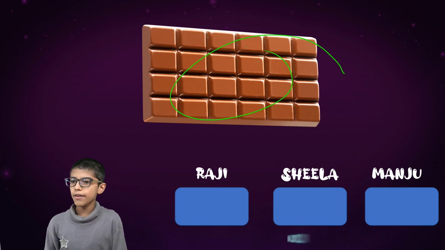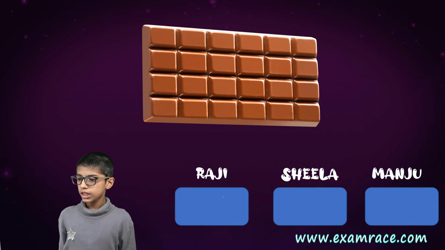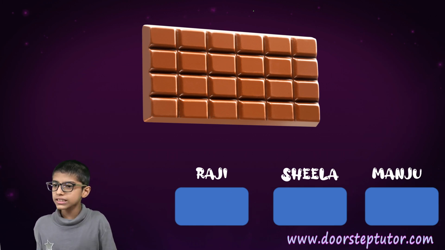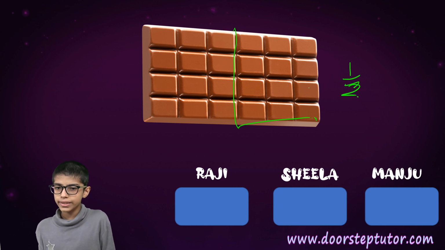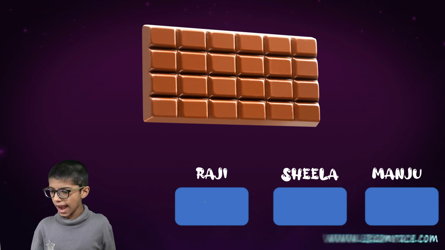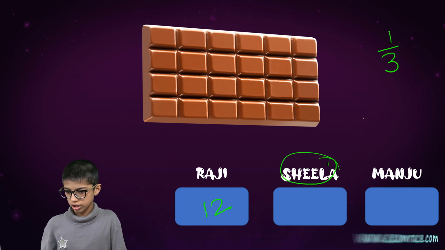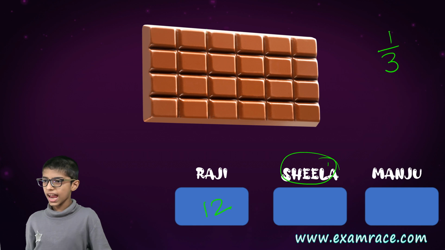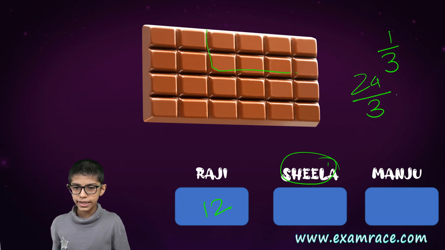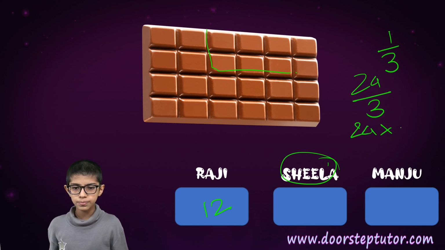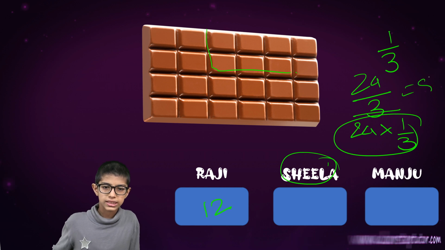Now, here we have a chocolate. The chocolate has 24 parts. Raji had how many parts? He had half of the chocolate. Therefore, how many parts did he have? He had 12 parts. Sheila had 1/3 of the chocolate. Therefore, she had 8 parts, as 24 divided by 3 or 24 into 1 by 3 are the same. So, we take 24 divided by 3 which is 8.